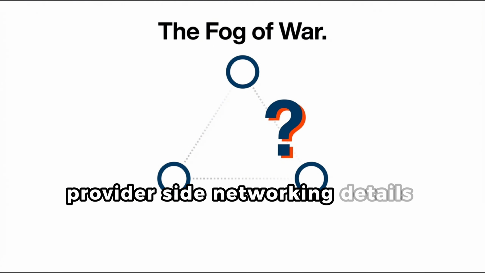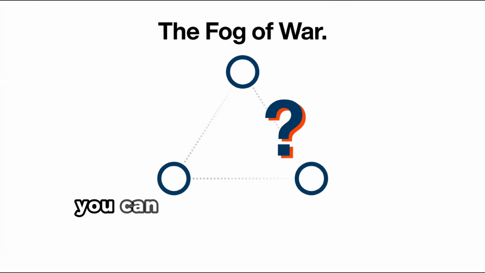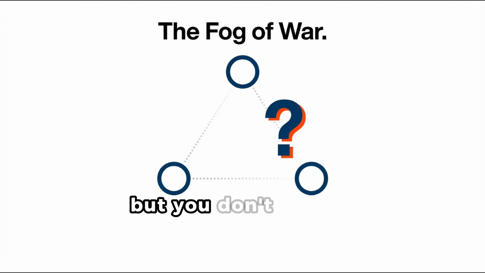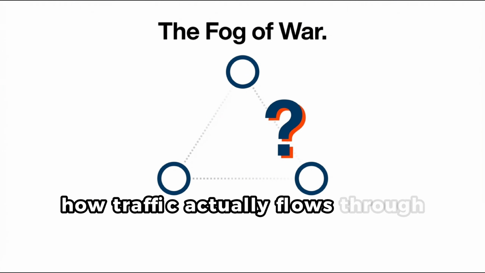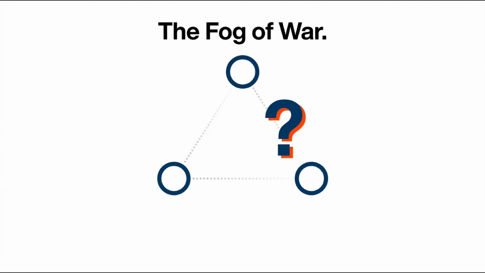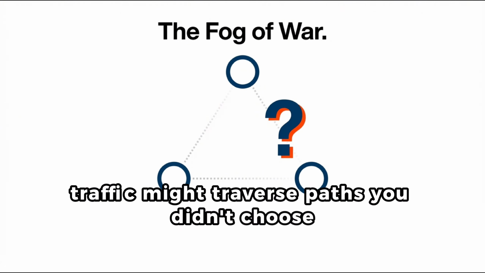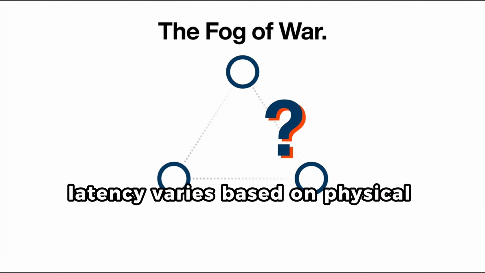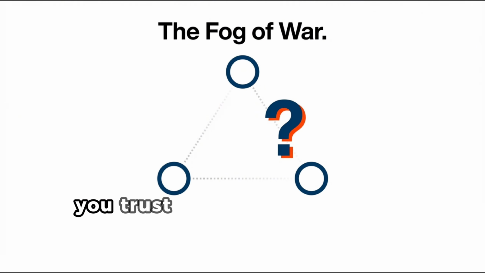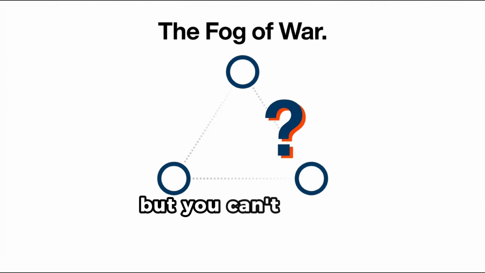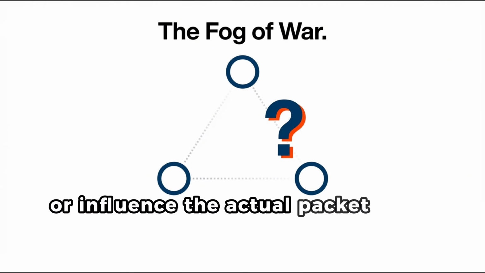Provider-side networking details remain hidden. You configure virtual networks, but you don't control how traffic actually flows through the provider's physical network. Routes might change. Traffic might traverse paths you didn't choose. Latency varies based on physical topology you can't see. You trust the provider's routing, but you can't verify or influence the actual packet paths.